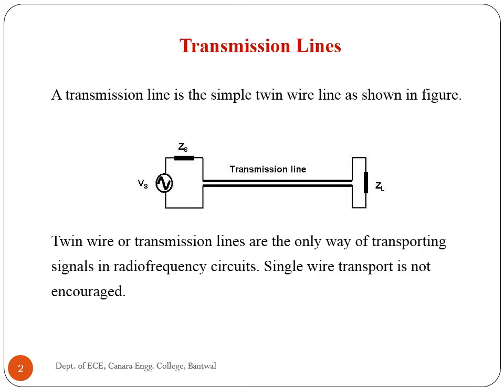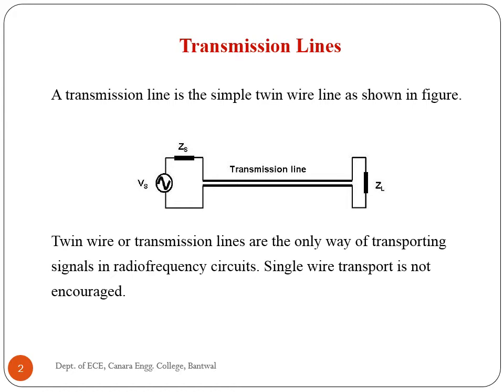After the brief discussion on microwave signal properties and basic structure of microwave system, let's discuss transmitting media. A transmission line is the simple twin wire line as shown in the figure. Twin wire or transmission lines are the only way of transporting signals in radio frequency circuits. Single wire transport is not encouraged.